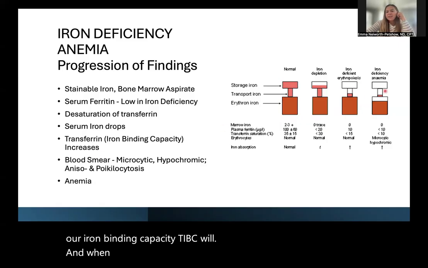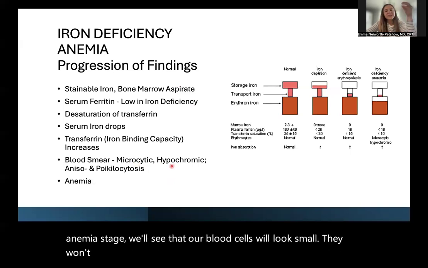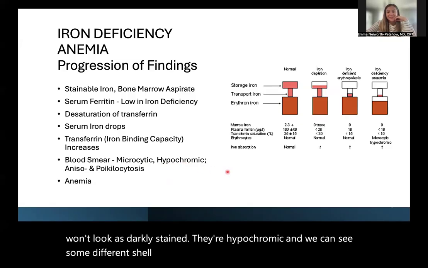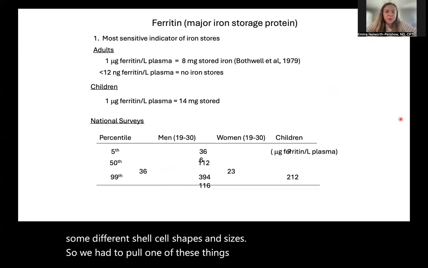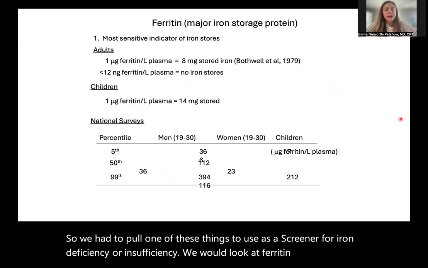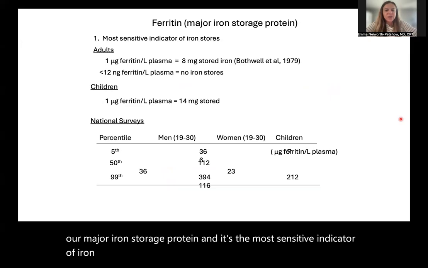And when we're at the anemia stage, we'll see that our blood cells will look small. They won't look as darkly stained. They're hypochromic. And we can see some different cell shapes and sizes. So if we had to pull one of these things to use as a screener for iron deficiency or insufficiency, we would look at ferritin because it's our major iron storage protein and it's the most sensitive indicator of iron stores.